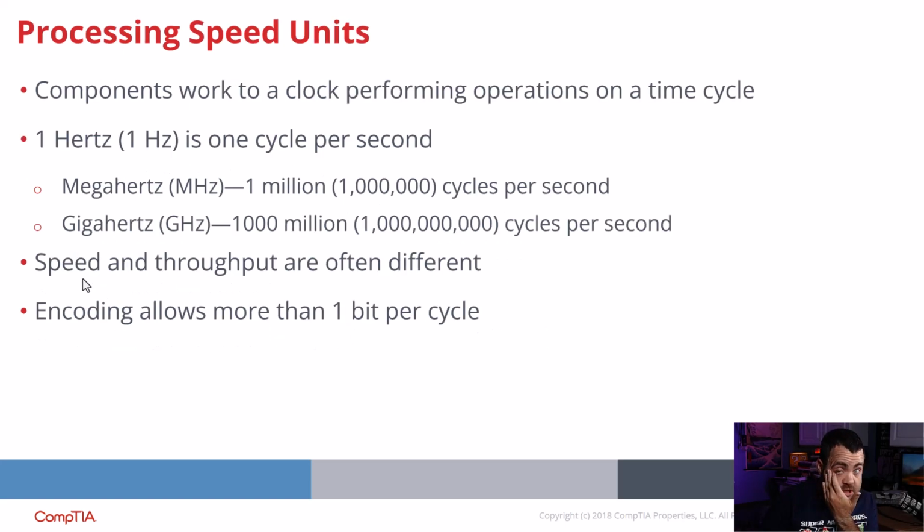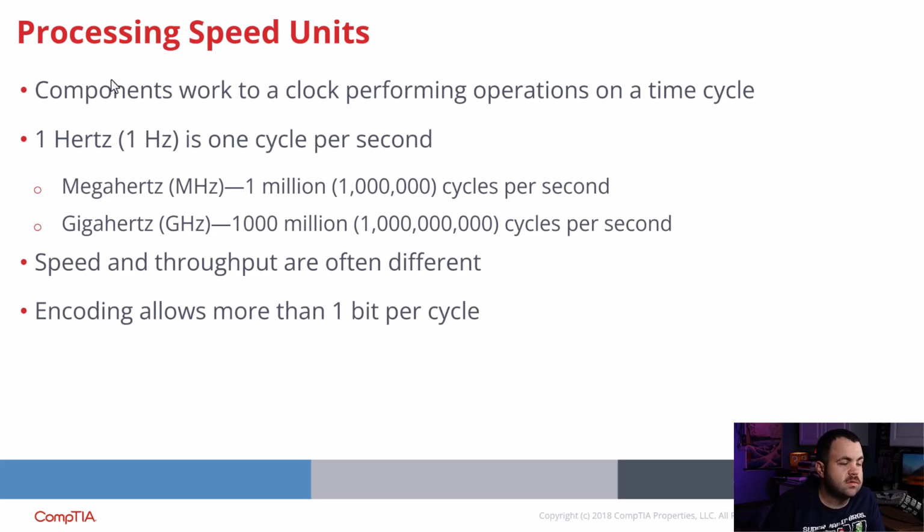Okay. So the last one that we talk about, when it comes to speed, is this idea of hertz. What hertz stands for is 1 cycle per second. So when you're looking at processors and things like that, you'll see them represented in gigahertz, and that is telling you how many calculations the processor can perform per second.